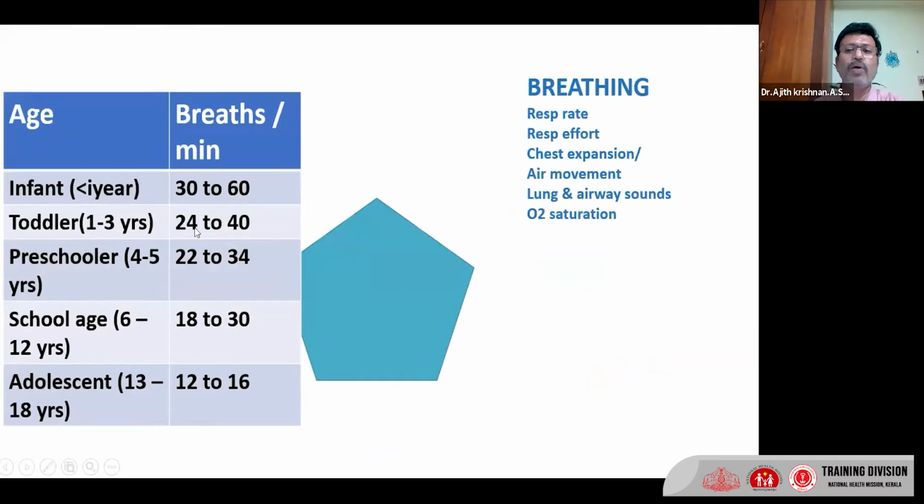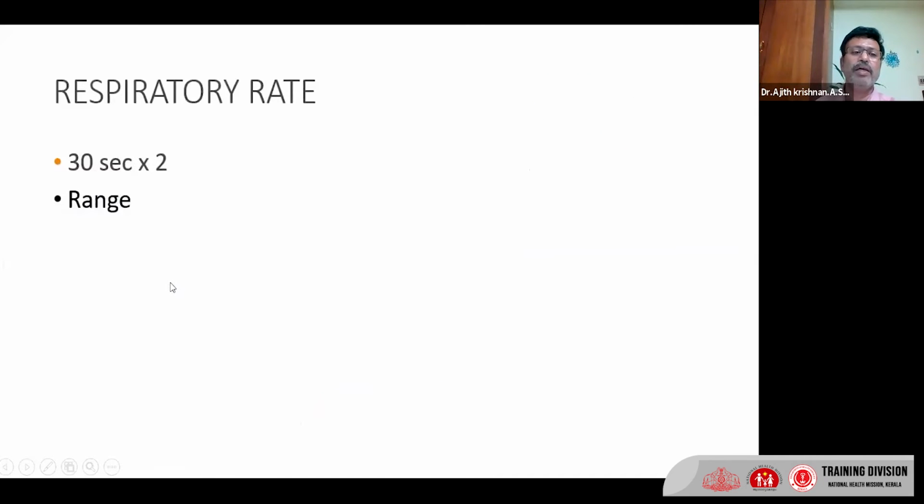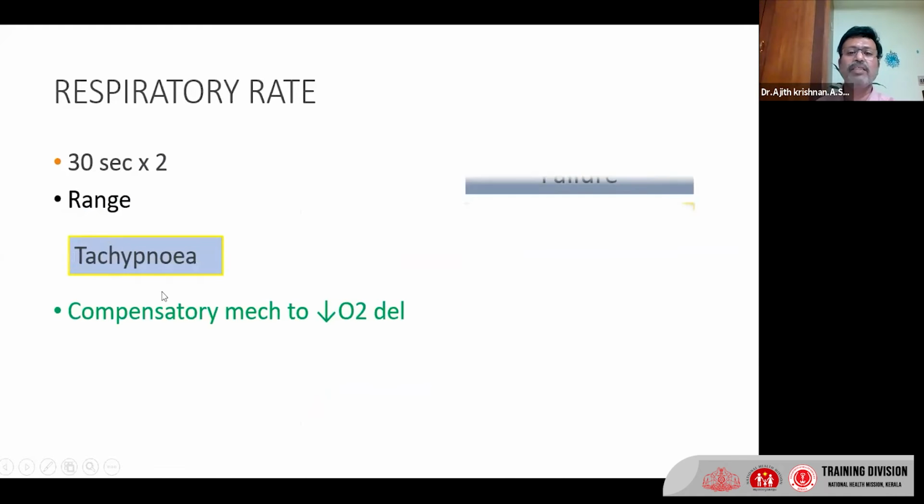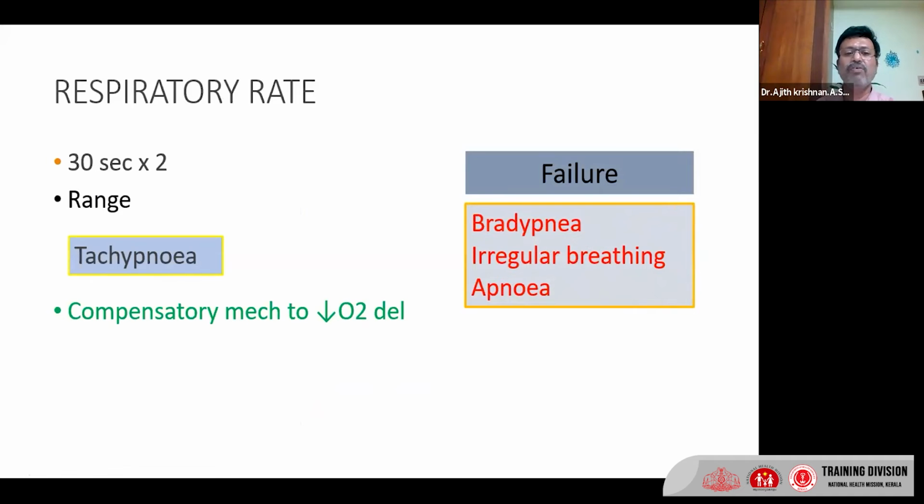And you should look at the breathing: what is the respiratory rate of the child, what is the respiratory effort, all these things. And you should know what is normal. It will be given as a chart, and you can display it at your consultation table. What is the respiratory rate? Is the child having tachypnea? Is he having respiratory distress? Is he in failure? All these things you have to find out.